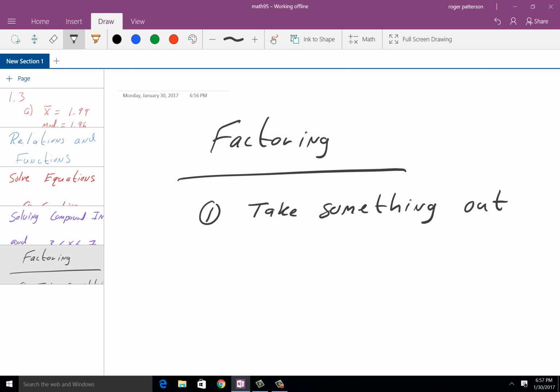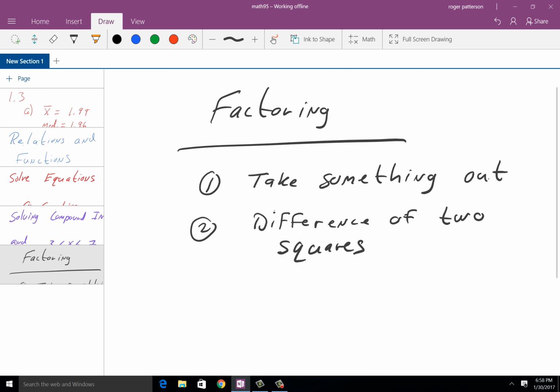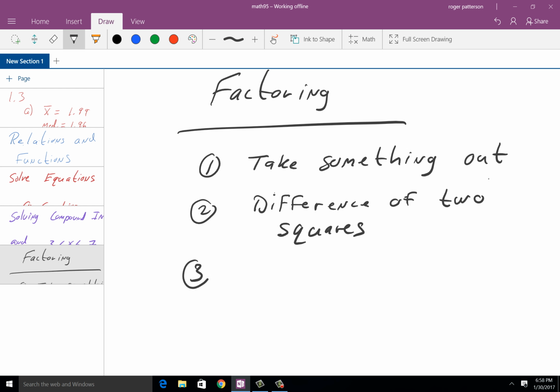If I can't, the next thing I'm going to look for is a difference of two squares, to see, maybe that's what it is, because if that's what it is, that's the easiest factoring technique, I think. And if that's not it, then I'm going to check to see if it's a trinomial, because I like to factor those too. They're pretty easy to do.